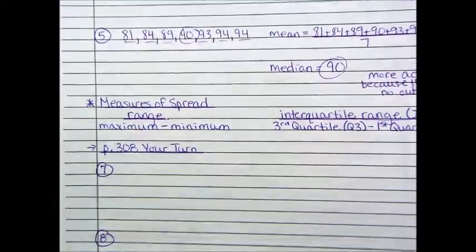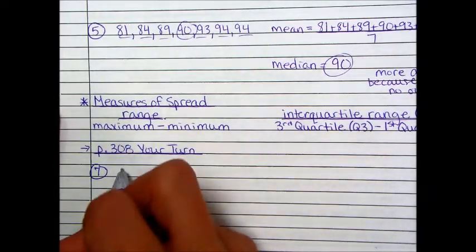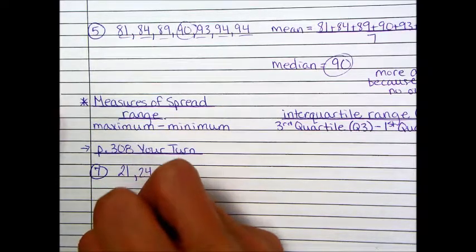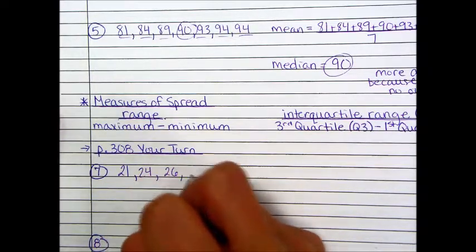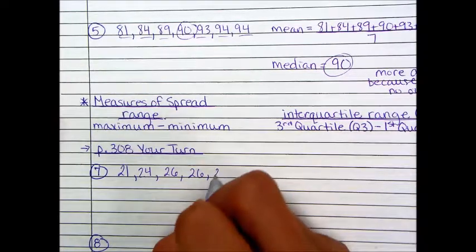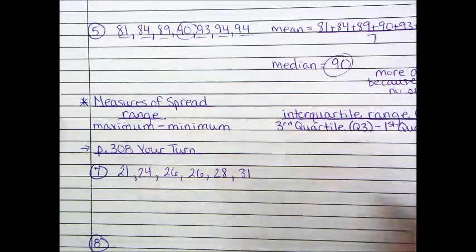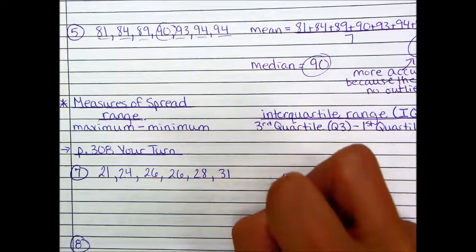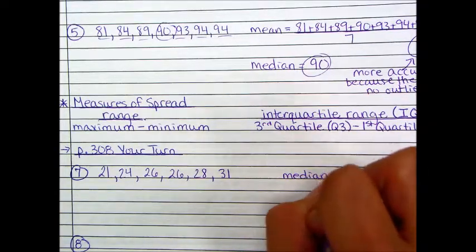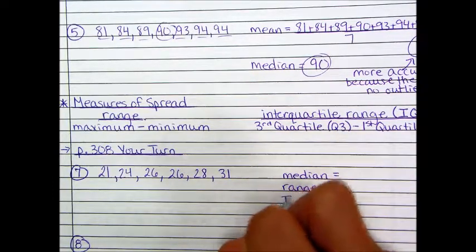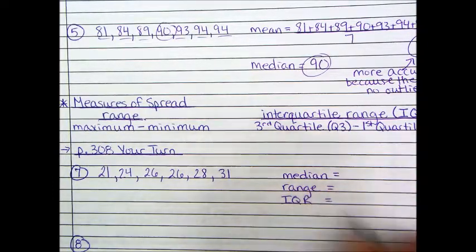All right, for number 7, if we're putting these in order, smallest thing I see is 21, then 24, then 26, and there is another 26, so make sure you get it down twice. 28, 31. Okay? And you are being asked to find the median, the range, and the IQR. Abbreviate that.